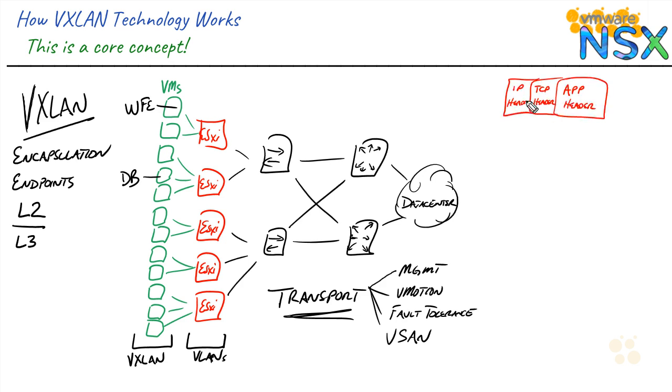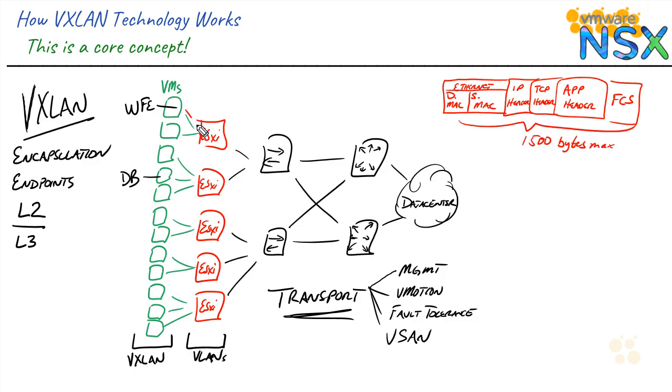So if we envision an Ethernet frame coming from that web front end, and that frame's going to leave the virtual network card and hit ESXi, and then the VXLAN magic starts to happen. We're going to drop the original frame check sequence. Then ESXi is going to add a VXLAN header. And the most important thing to know is in there is the VXLAN network identifier, or the VNI. That is a 24-bit identifier that's like a VLAN, only it's 24 bits.